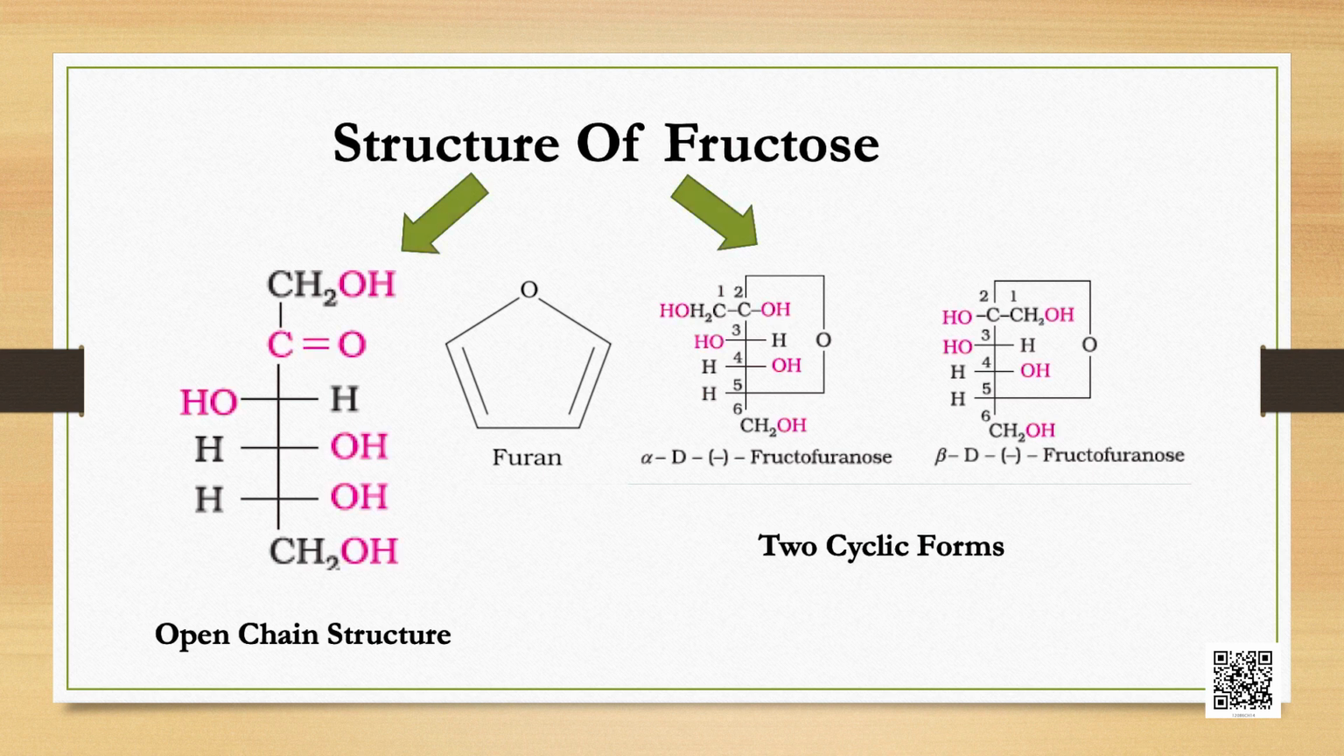Its open chain structure is also shown in the slide. It also exists in two cyclic forms. The ring thus formed is a 5-membered ring and is named furanose, by analogy to the compound furan.